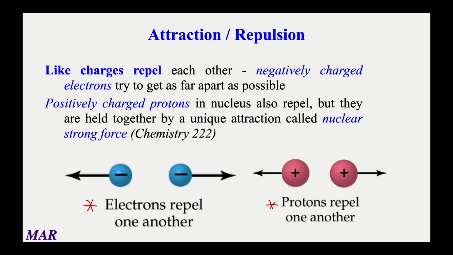The nucleus is able to hold lots of protons because, first of all, you do have some neutrons in the middle. Neutrons, we're going to see, are neutral, so they kind of keep the protons away. But there's also another type of force here. It's called the nuclear strong force, and we'll talk more about that in Chemistry 222. The nuclear strong force also helps keep those protons next to each other. But anyway, for our conversation right here, like charges repel. So electrons and electrons get away from each other, protons and protons get away from each other, but opposites attract, so positives to negatives. Cool.